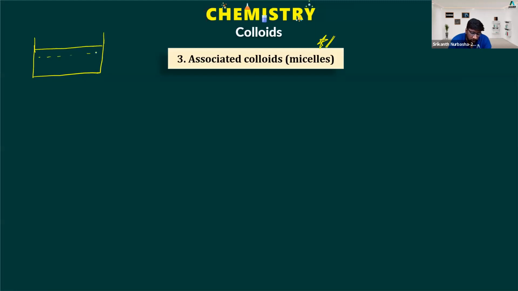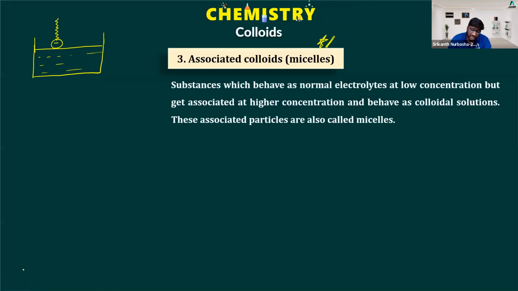If you take a particular soap solution, in the soap we have a long hydrocarbon chain which is hydrophobic, and a negative charge, polar part, which is hydrophilic. Substances which behave as normal electrolytes at low concentration but get associated at high concentration and behave as colloidal solutions are said to be associated colloids or micelles.